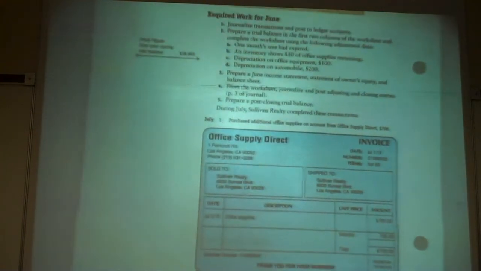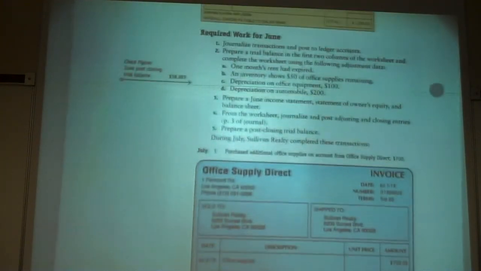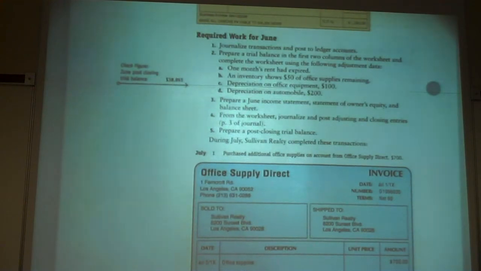So if you'll turn to page 212, mine is 212. Is yours 212? Okay. Our instructions, number 1, journalize transactions and post to the ledger accounts. The second step, prepare a trial balance in the first 2 columns of the worksheet and complete the worksheet using the following adjusting data. 1 month's rent expired.